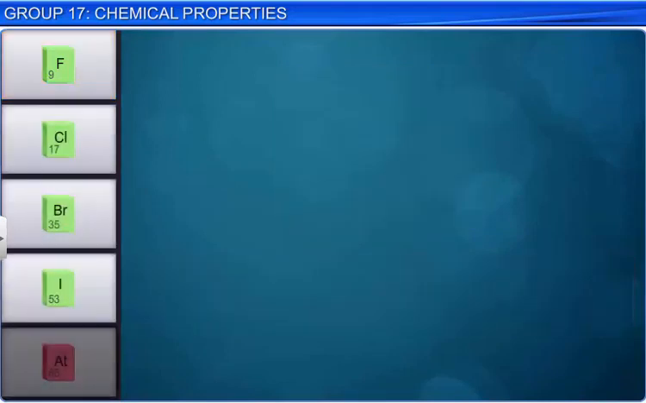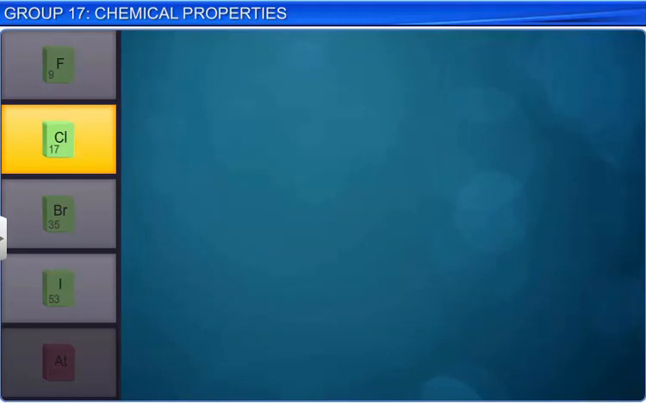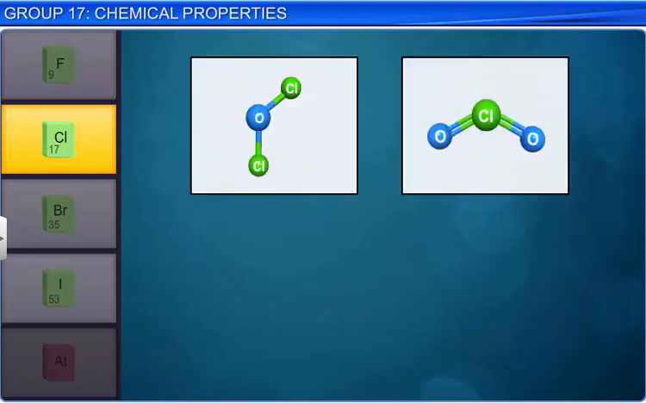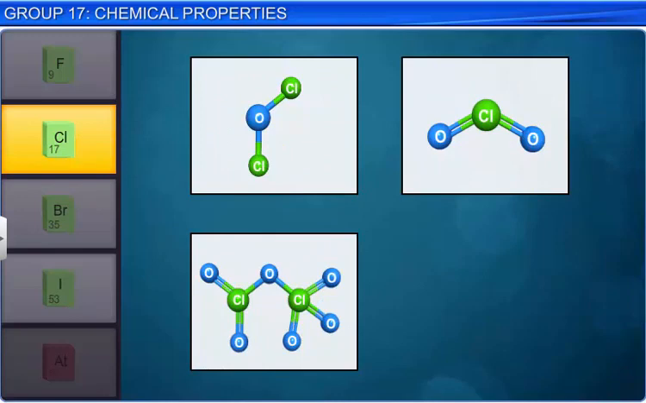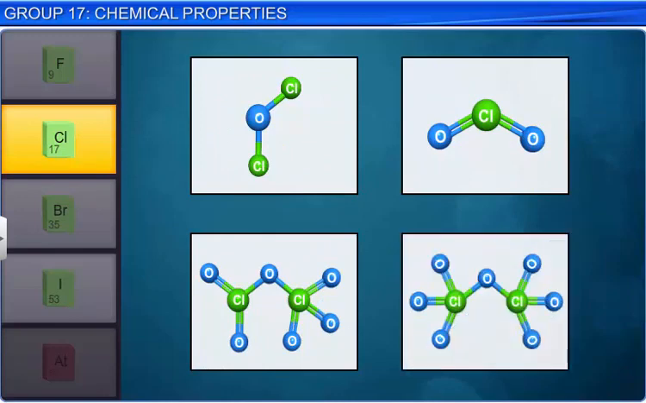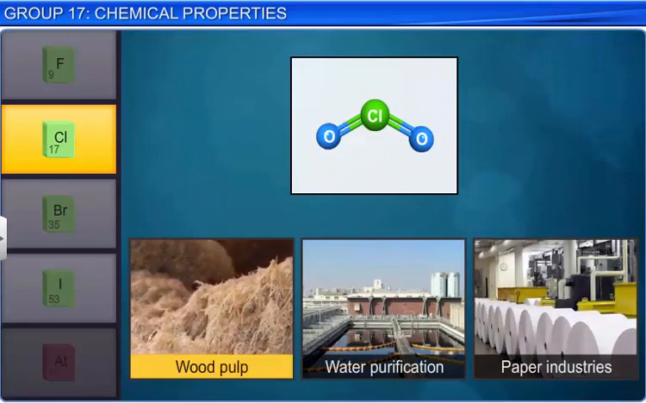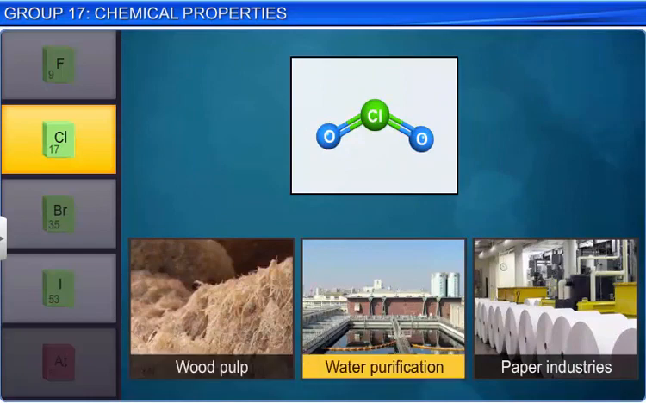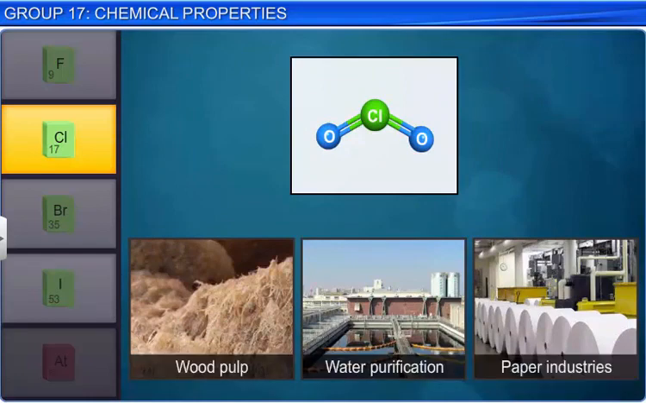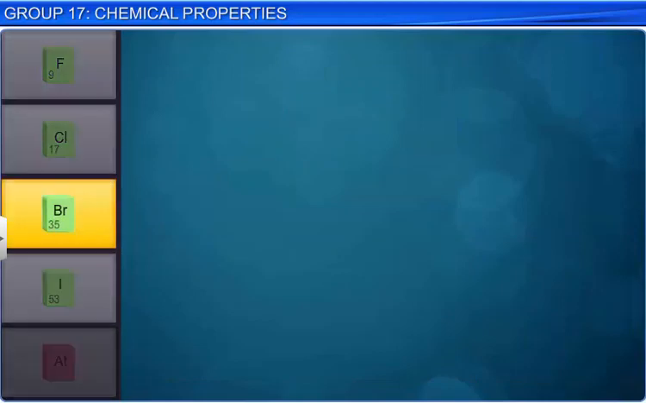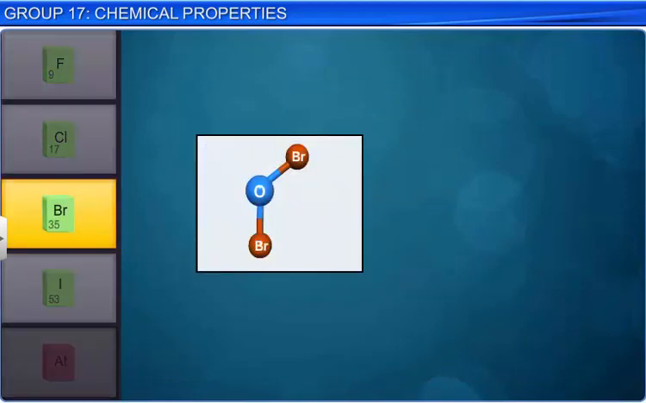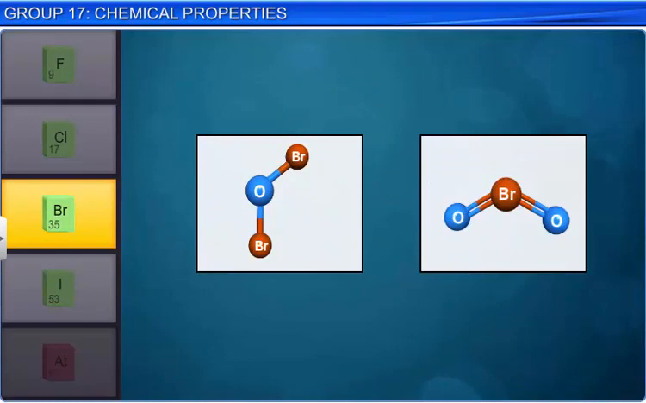Chlorine forms the oxides Cl2O, ClO2, Cl2O6 and Cl2O7. All these are powerful bleaching agents. ClO2 is used as a bleaching agent in the wood pulp, water purification and paper industries. Bromine forms the oxides Br2O, BrO2. All these are less stable, exist at very low temperatures, and act as powerful oxidizing agents.